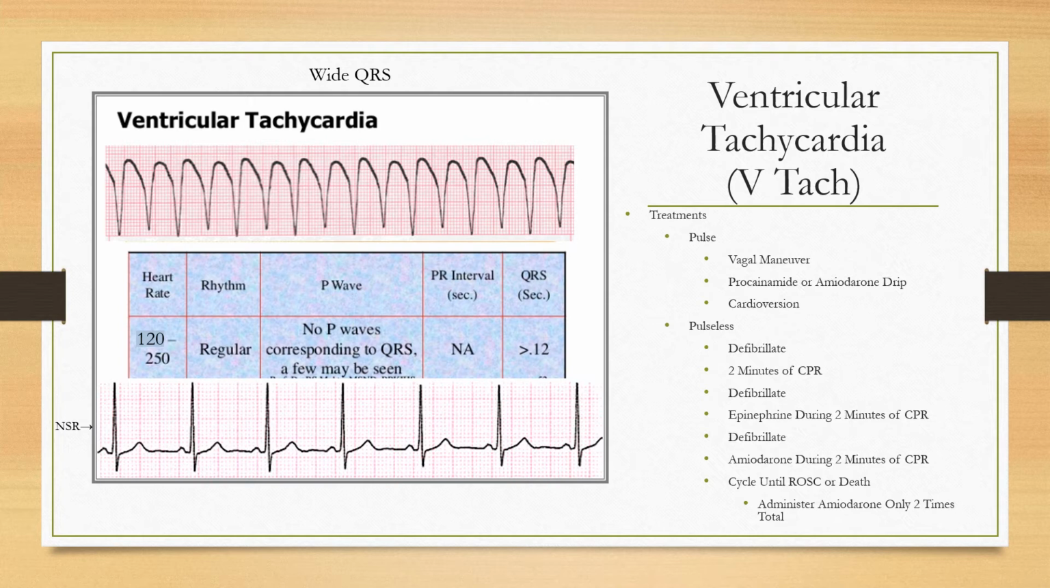Okay. So it's fast. Invariably, it's greater than 150. It's regular because the electricity is stuck in that loop. There's no P waves because it didn't come from the SA node. Okay. So I hope that helps with the understanding of VT.